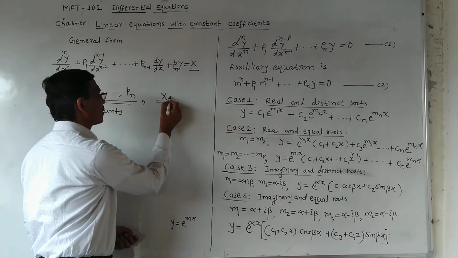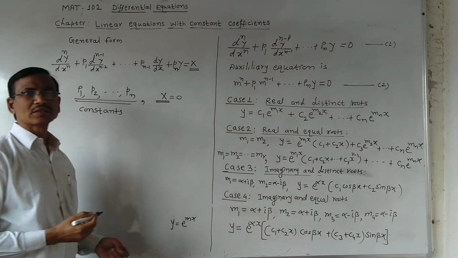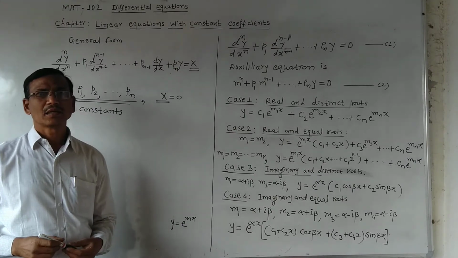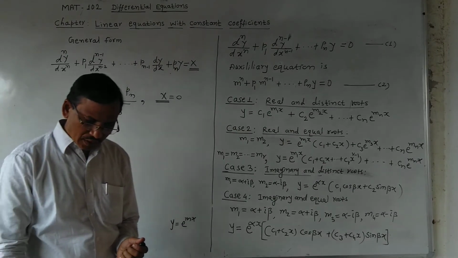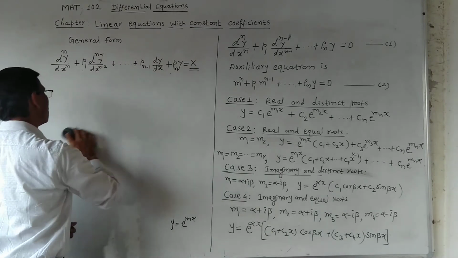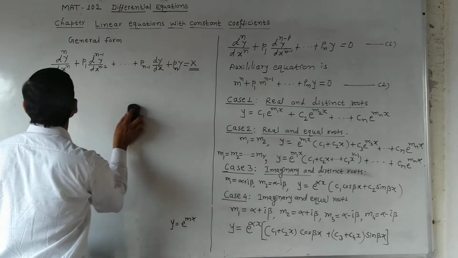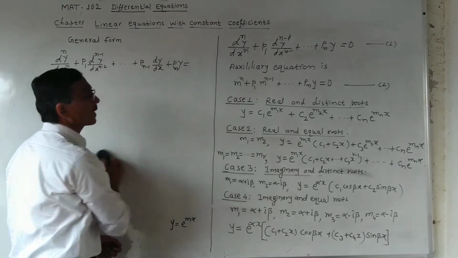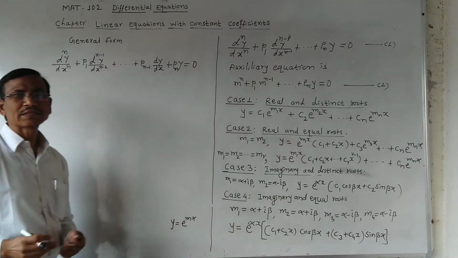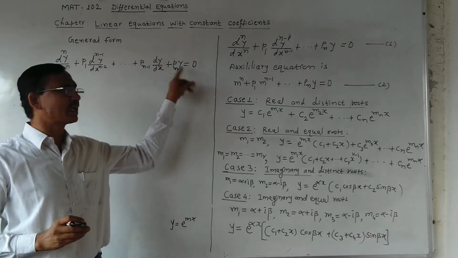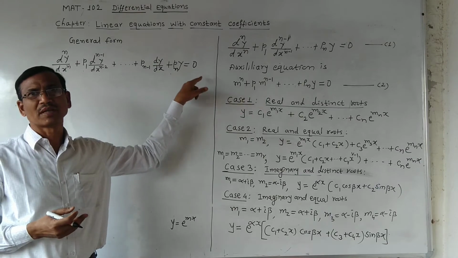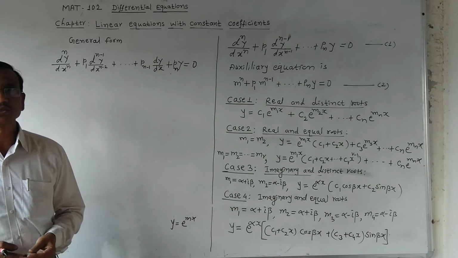If this X is equal to 0, the equation is called a homogeneous equation, otherwise it is called a non-homogeneous equation. Now at first we shall see the solution of the homogeneous equation. That means the right hand side is equal to 0. It's a linear equation with constant coefficients, and the right hand side is equal to 0. Sometimes this is called the first member and this is called the second member. That is, X is 0, the second member is 0.